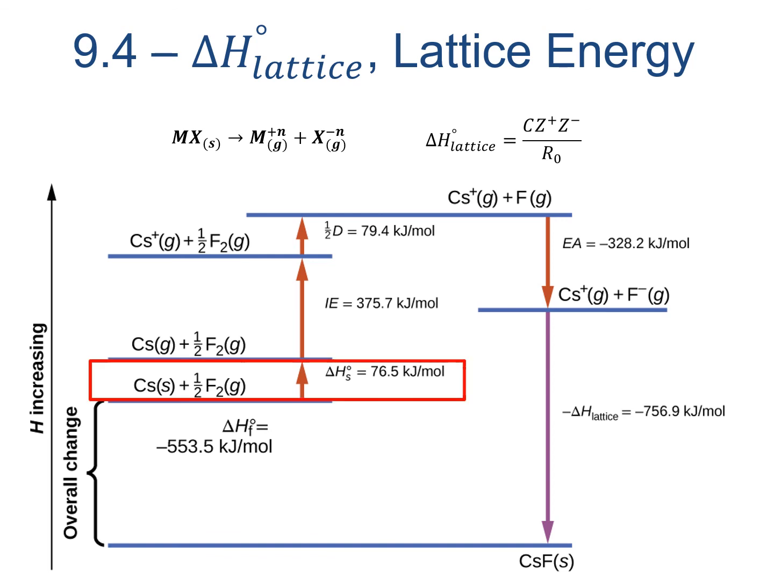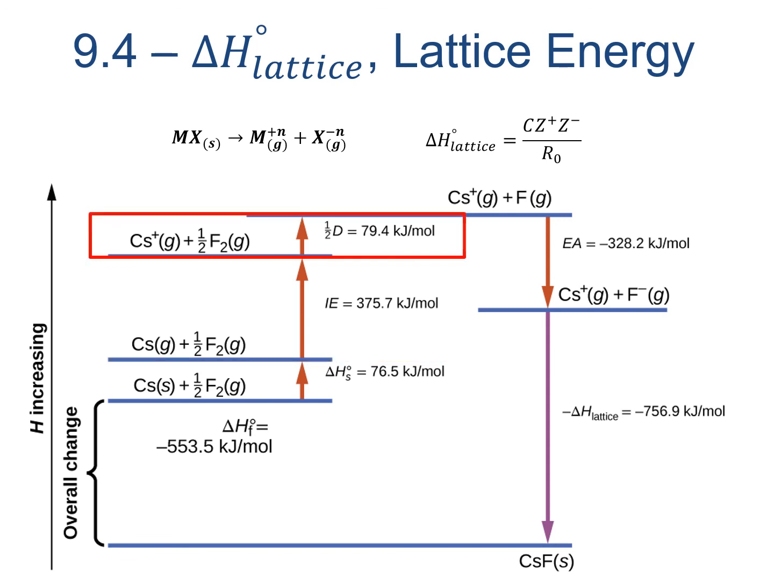The first transition changes only the cesium solid to cesium gas. It's a phase change whose energy is given by the heat of sublimation. These are well known and easy to measure. The next transition converts cesium 0, the metallic cesium, to cesium plus 1. This is the ionization energy and is also easy to measure.